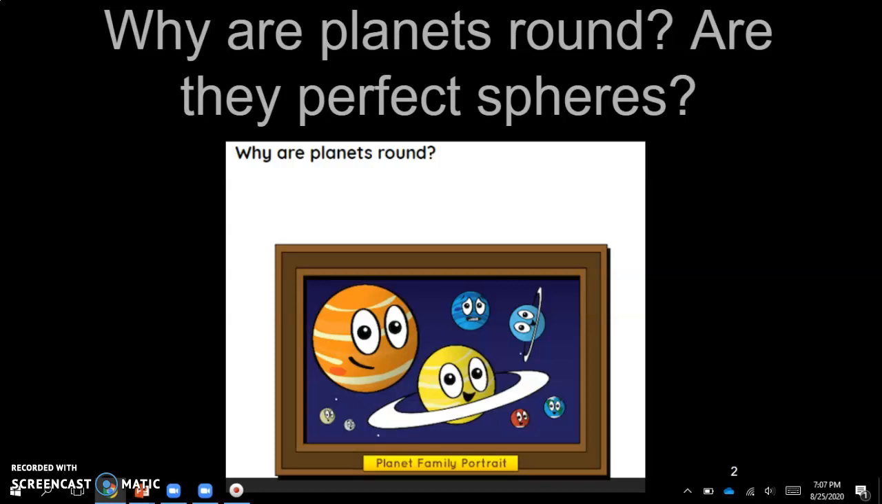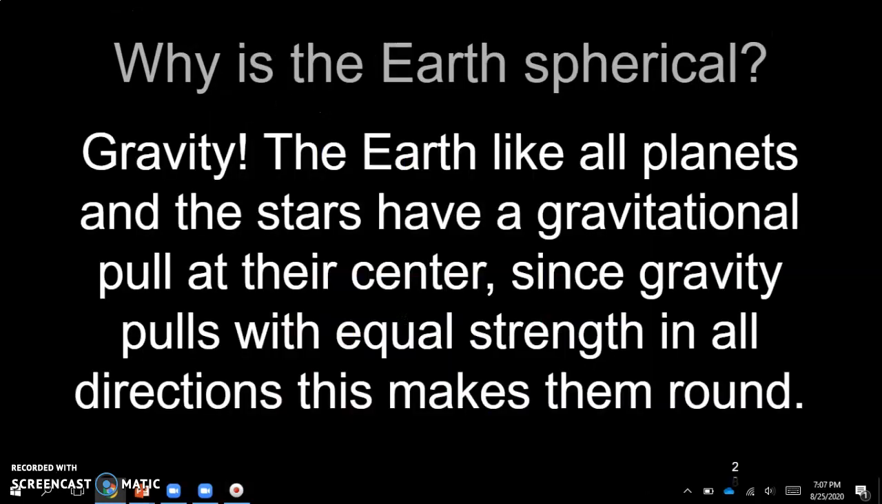So just to review, why are planets round? Why do they have a circular shape? When they're formed after the Big Bang and all the clouds and the dust and the matter came together and swirled together, it formed round planets. And why did that happen? It's because of gravity.